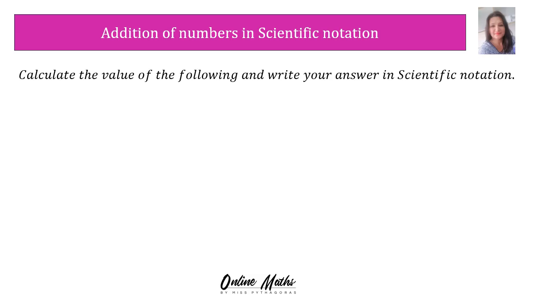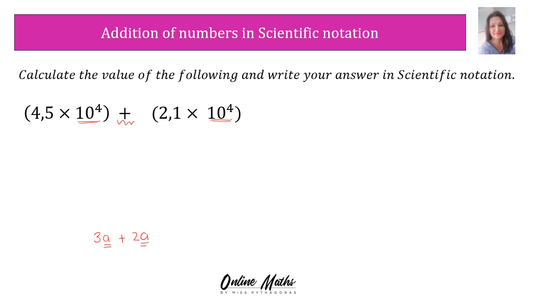Addition of numbers in scientific notation. So the question says calculate the value of the following and write your answer in scientific notation. Now when we do addition of numbers in scientific notation, we can only add them when the 10 to the 4 and the 10 to the 4, this number is exactly the same. It reminds me of this in algebra. When I give you 3a plus 2a, since they are like terms, we can say the answer is 5a.